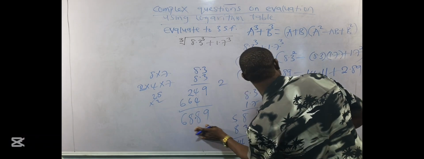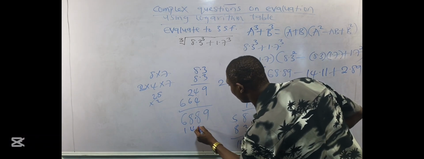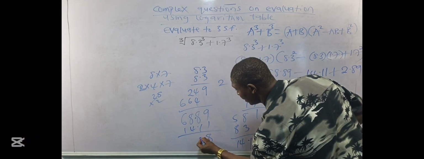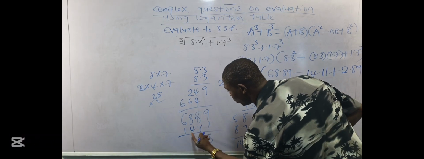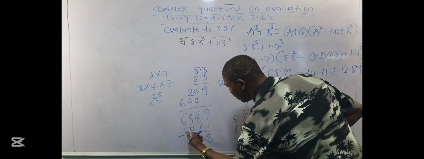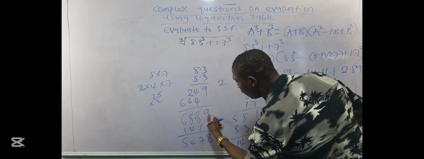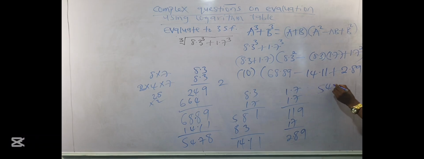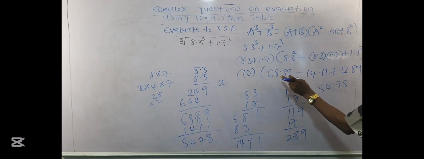So let me do the subtraction here. 14.11. Subtraction: 9 minus 1 is 8. 8 minus 1 is 7. 8 minus 4 is 4. And 6 minus 1 is 5. So I have 54.78 for the difference between this and this.